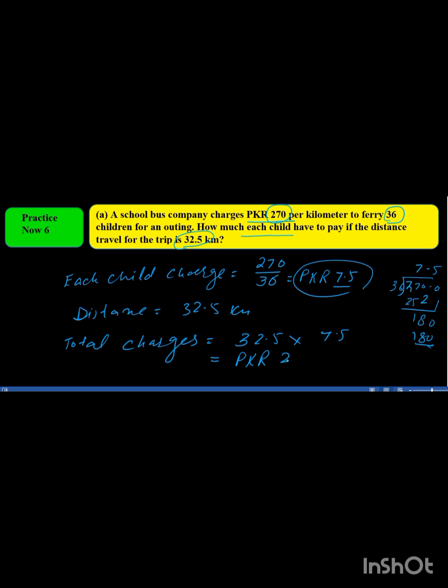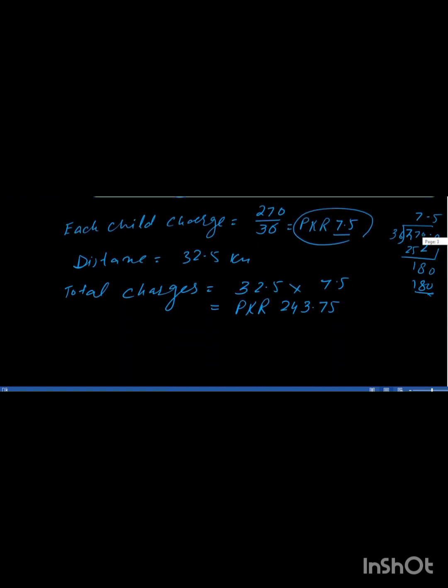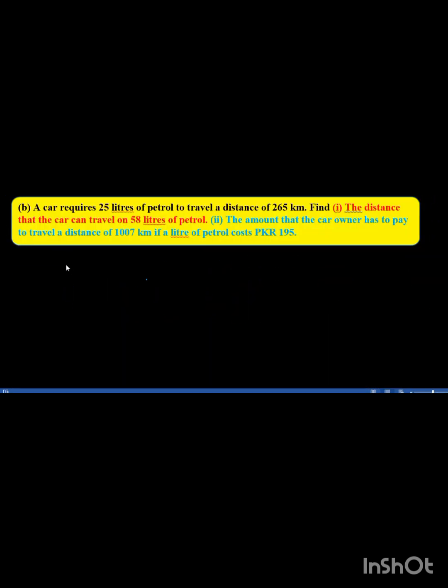So after multiplication you will get the answer, that is PKR 243.75. Clear? So again you have to have a strong command on multiplication and division to get good grades in mathematics. As you saw in the previous lecture, in the same lecture, we have to do a lot of multiplication and division. So come to the B part.